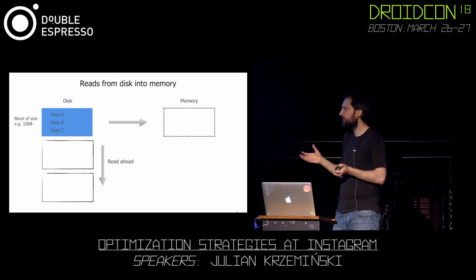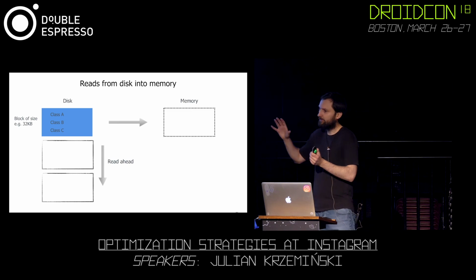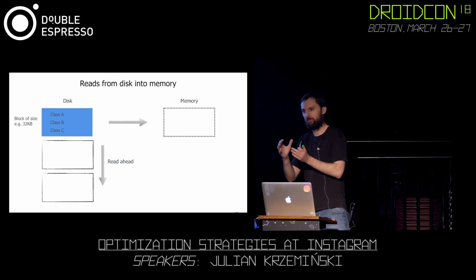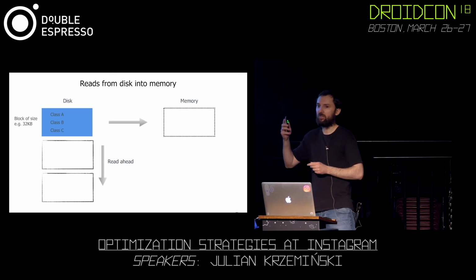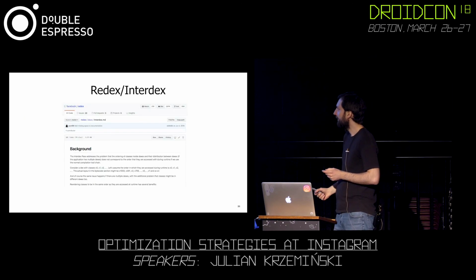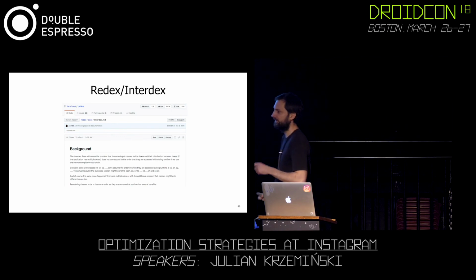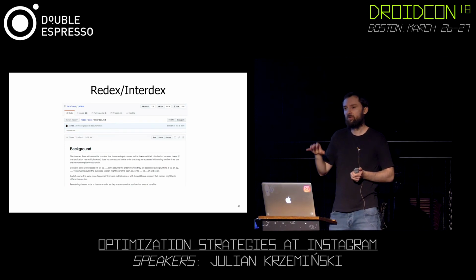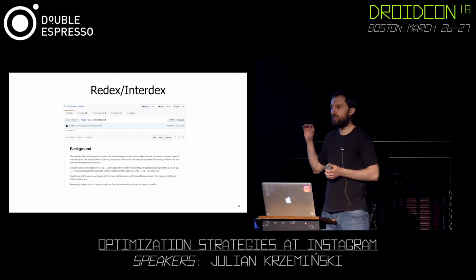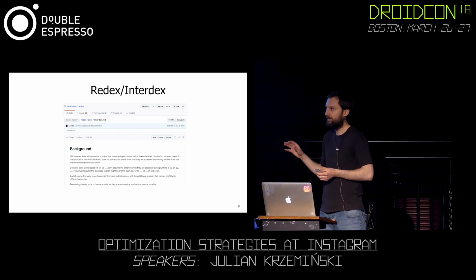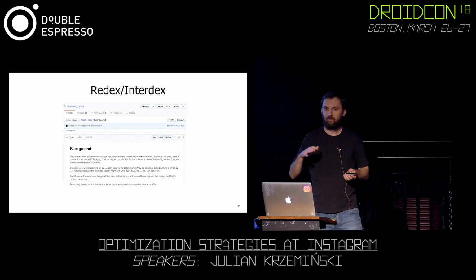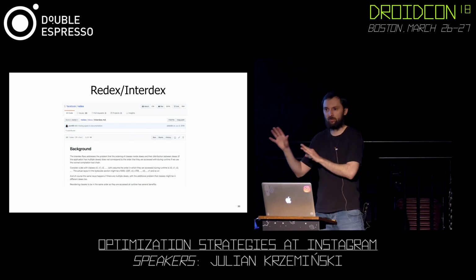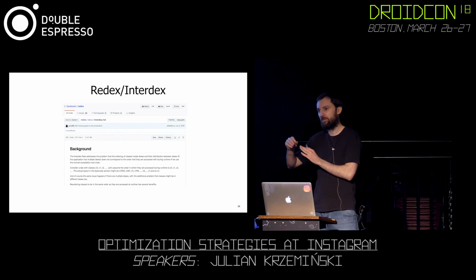So with modularization, what you gain is that classes that are used together are close to each other. But you can actually take this further. You can apply Redex interdex optimization. Redex is an open source project from Facebook, and this is a bytecode optimizer. Like probably we all are familiar with ProGuard. So ProGuard optimizes Java bytecode. Redex is a step further.